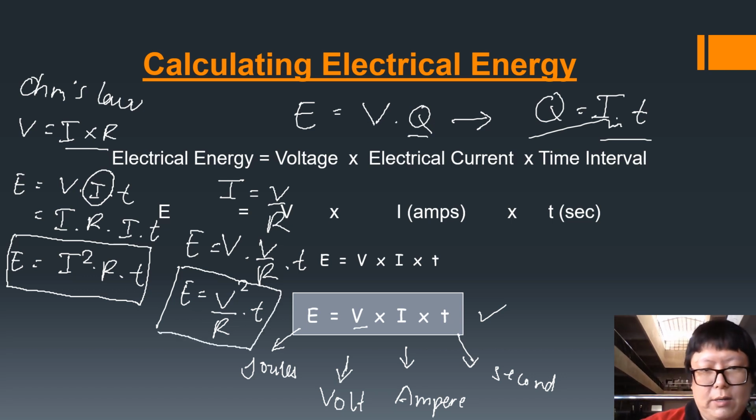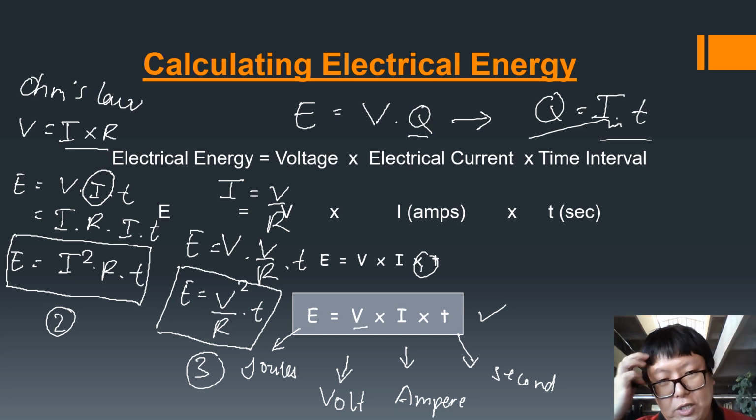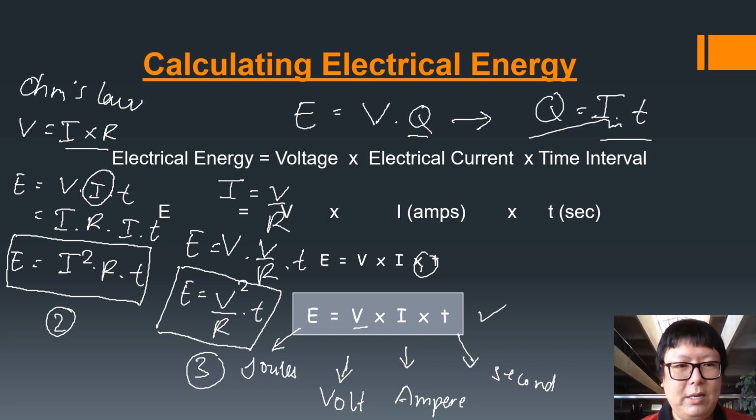Okay, so there are three equations already: the first one, the second one, the third one. So which one are we going to use? We will use all of them, depending on the question's information. If the question tells you the I and the resistance, then you use the I and the resistance. If the question gives you the voltage and the resistance, then you use this formula. But remember, the T must be in seconds, because you use the joule as the unit.